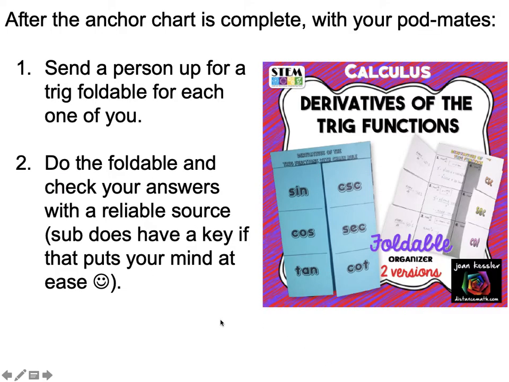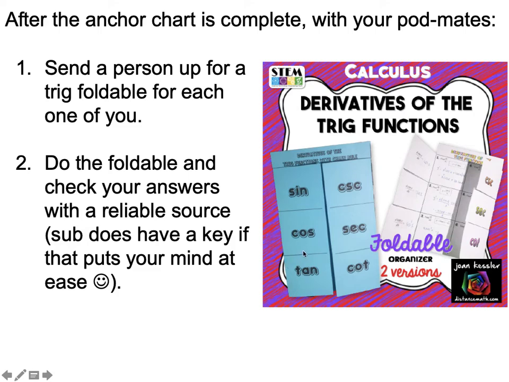Okay, so since you're tuning back into the video, I'm assuming that you've completed your anchor chart activity. The next activity is to return that anchor chart complete and the supplies to the sub. And now your secretary is going to, as they're dropping that off, pick up 3 of these foldables. So these foldables will look like a single flat sheet of paper.